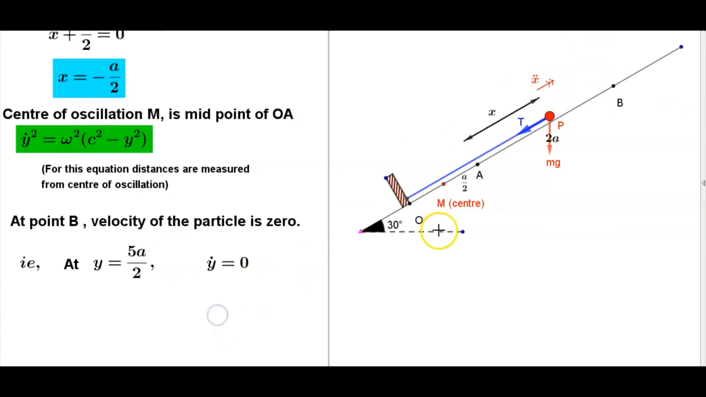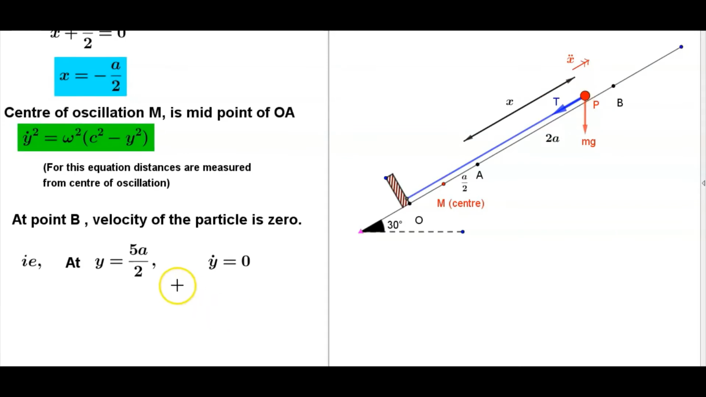That means y is equal to 5a by 2. From here it is a by 2, and from A to B it is 2a. A by 2 plus 2a is equal to 5a by 2. At distance 5a by 2, the velocity y dot is 0. This is the meaning: y is equal to 5a by 2, y dot is equal to 0.